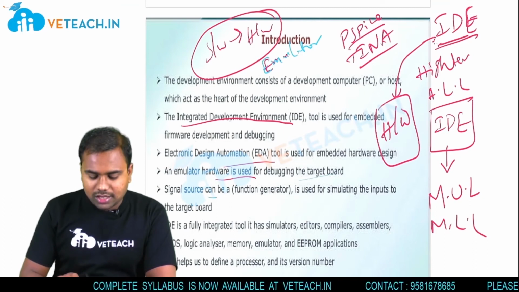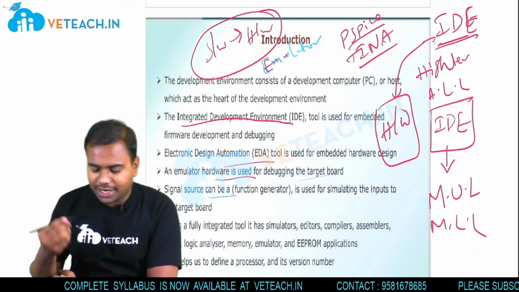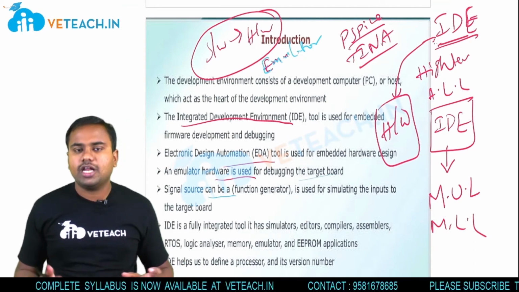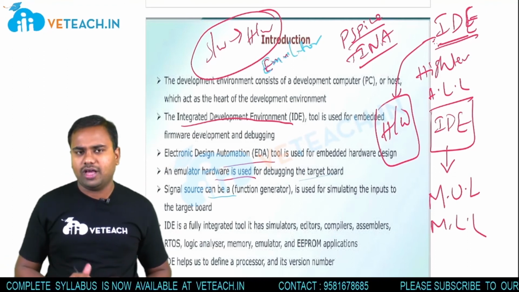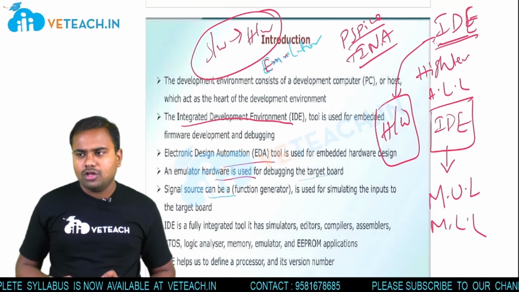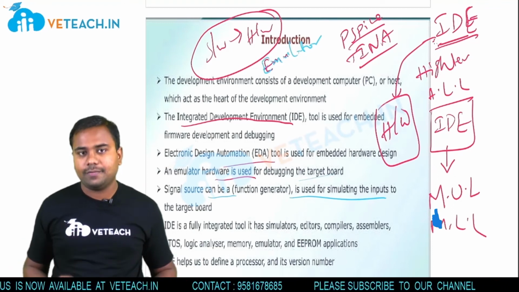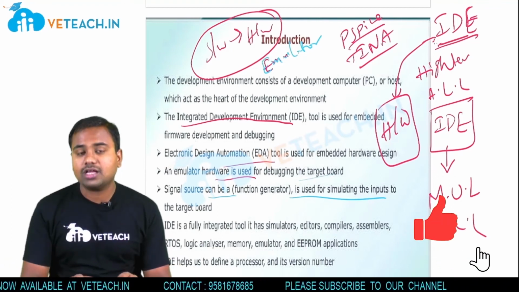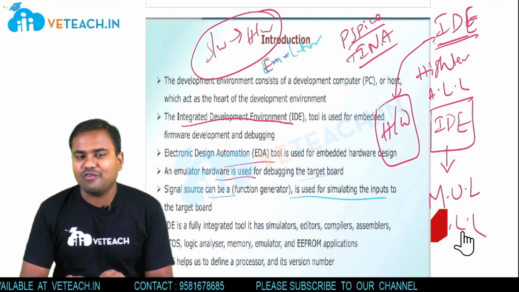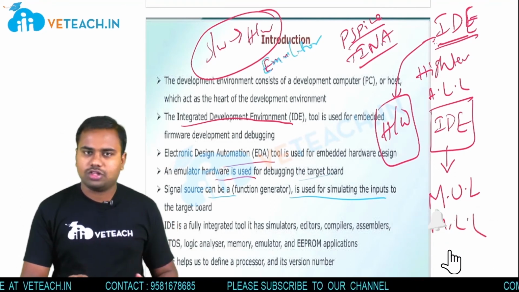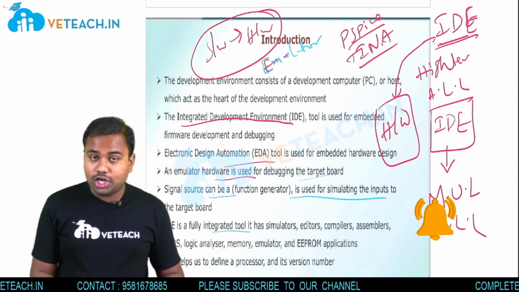The next one is a signaling source, which can be a function generator or any other signaling source. We have a multimeter or a CRO. These are all used to simulate the inputs in the target board. It means we can check whether the signal we are getting is correct or not. We will check it.